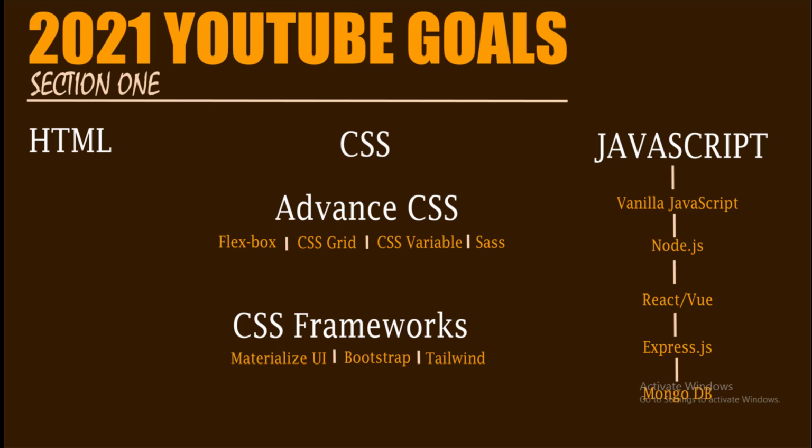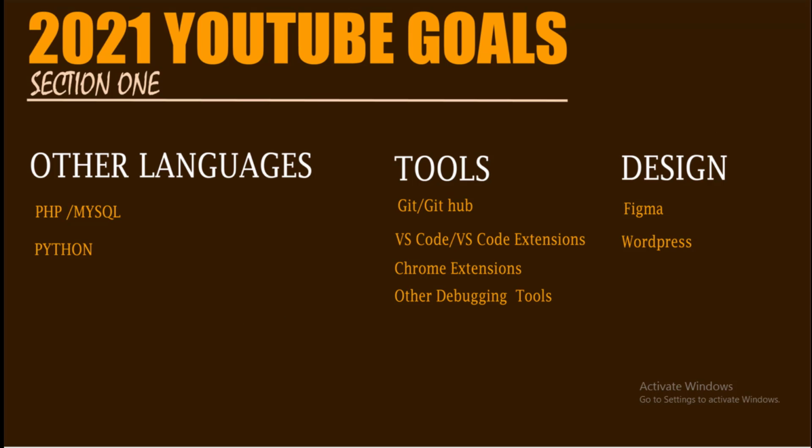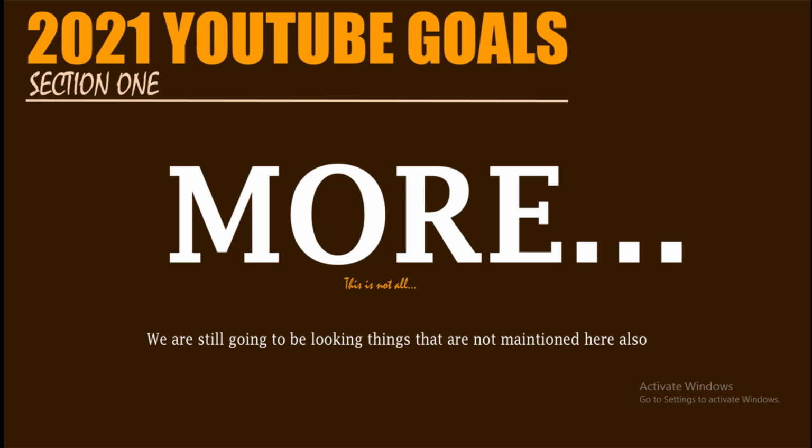Moving on, I'm also going to be looking at other languages like PHP and MySQL, and Python. For tools, we're going to be looking at Git and GitHub, VS Code and VS Code extensions, Chrome extensions, and other debugging tools. For design, we're going to talk about Figma and WordPress. We're going to talk about all of these. And there are going to be more, so this is not all of it. We are still going to be looking at things that are not mentioned in this slide. There's so much more that we're going to be talking about. Kindly drop a comment if there's anything you want me to add that is not here already. Let me know.